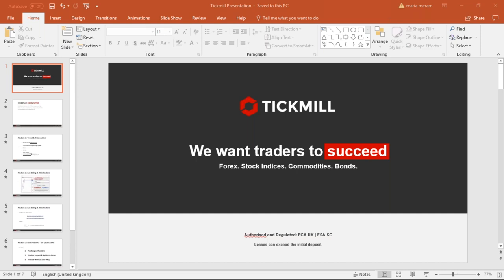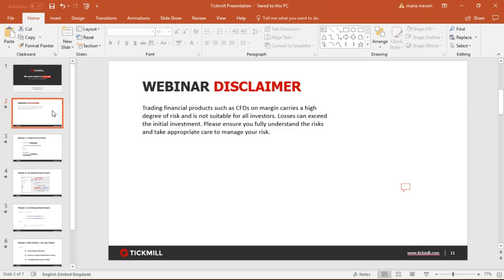Great. Okay, that's great. So before anything else, if you guys don't mind, let me just read this very short disclaimer right here, and we shall then begin. Trading financial products such as CFDs on margin carries a high degree of risk and is not suitable for all investors. Losses can exceed the initial investment. Please ensure you fully understand the risk and take appropriate care to manage your risk. Okay, so that's it, and we shall then begin.